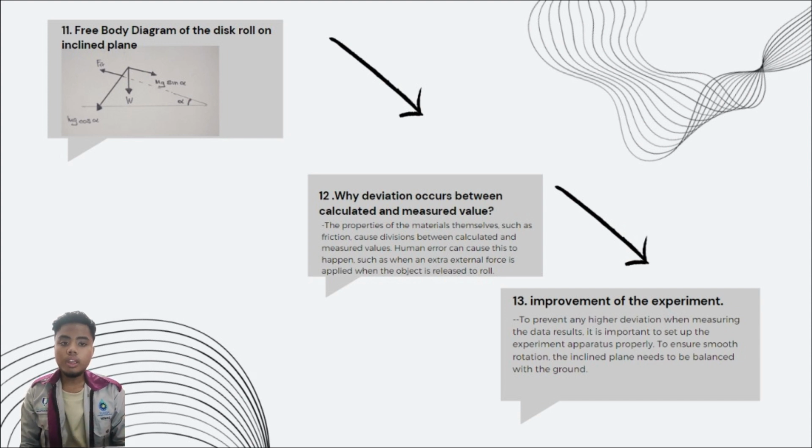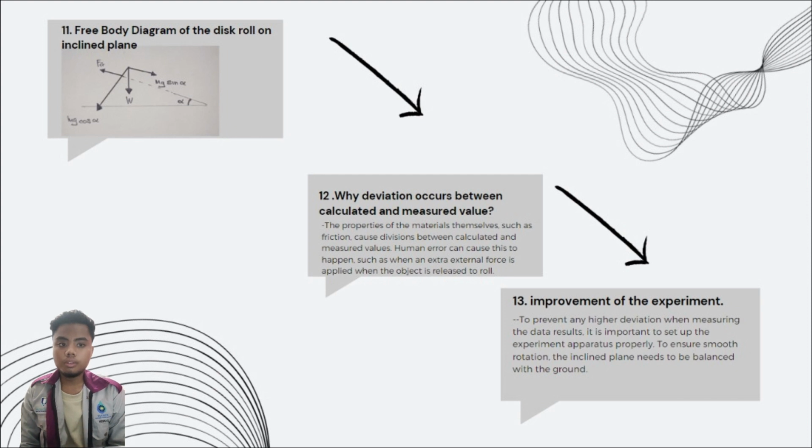Next is why deviation occurs between the calculated and measured value. The properties of the material themselves, such as friction, cause deviation between calculated and measured value. Human error can cause this to happen, such as when an extra external force is applied when the object is released to roll.